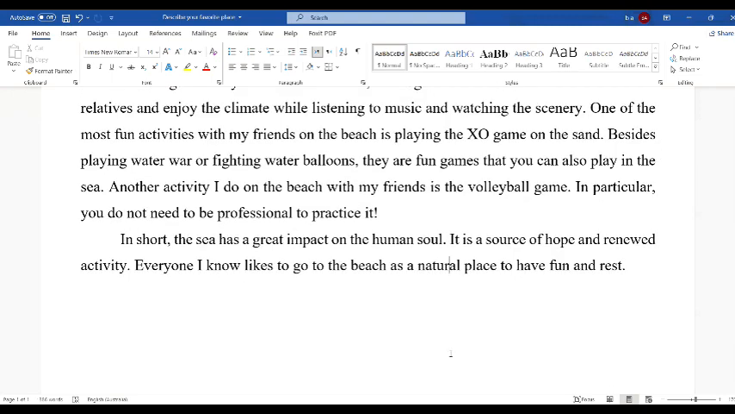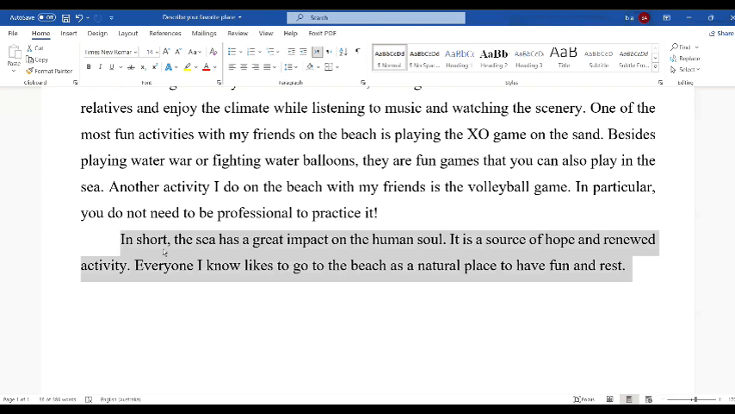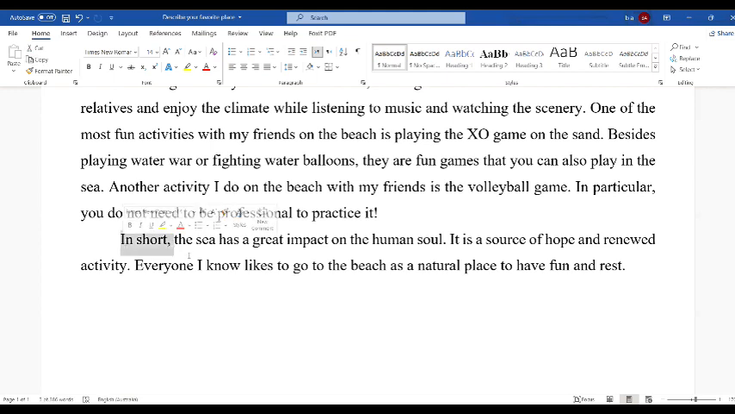Okay, let's go to the concluding paragraph. In short, when you want to write a conclusion, you can start with this phrase. Phrase means the expression. You can say "In short," comma, which means briefly. In short, the sea has a great impact on the human soul. It is a source of hope and renewed activity. Everyone I know likes to go to the beach as a natural place to have fun and rest.